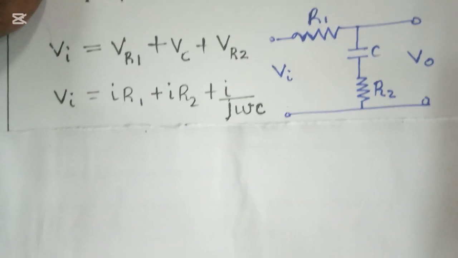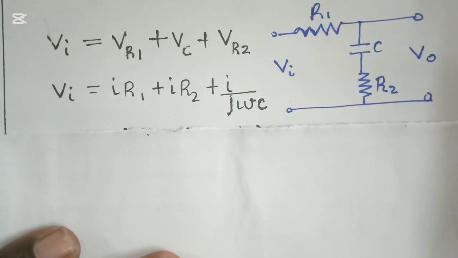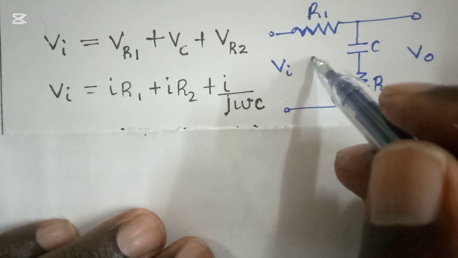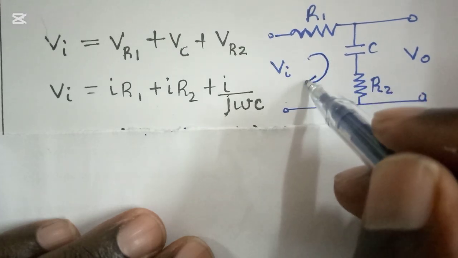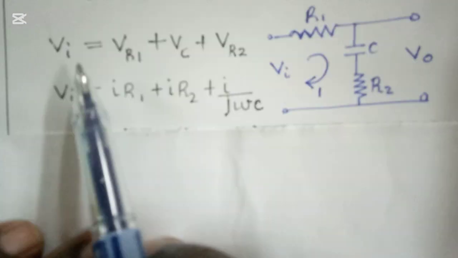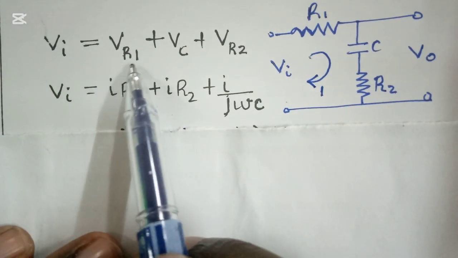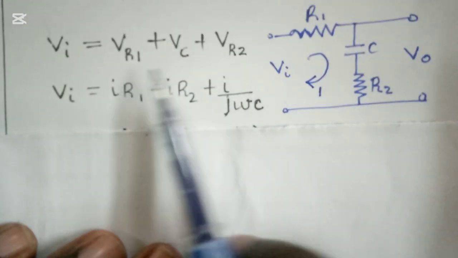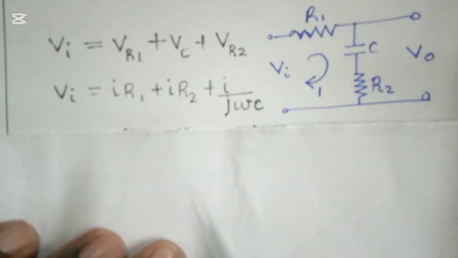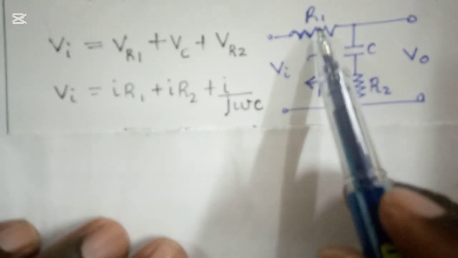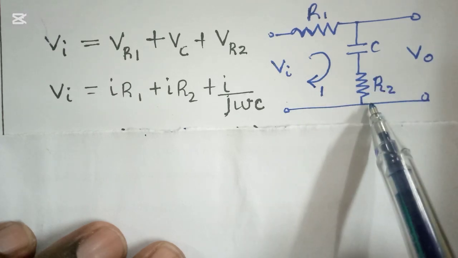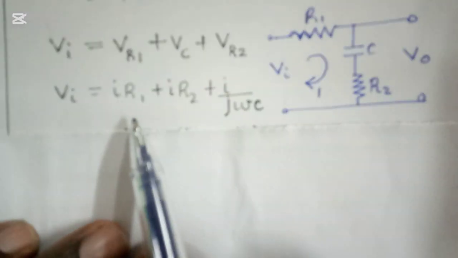Guys, this is our question. So what we do is that we know that we can take that loop. We can call it loop 1. In loop 1, you have Vi is equal to VR1, the total voltage is equal to the voltage across R1 plus across C and across R2. That's what I have given here.